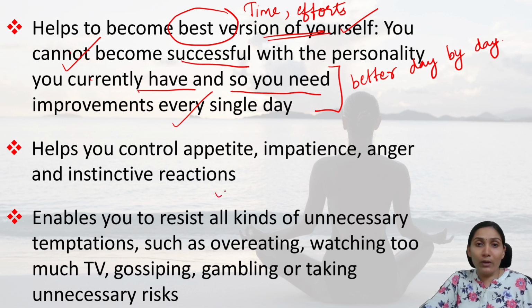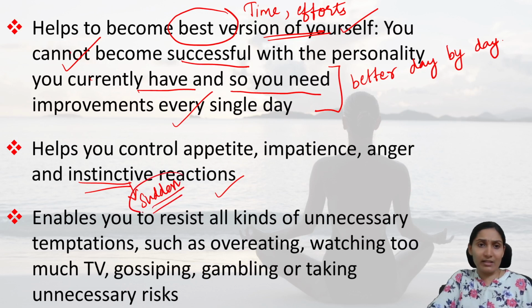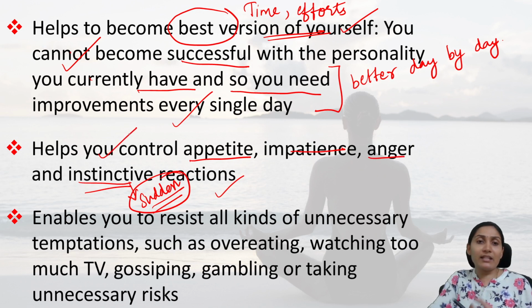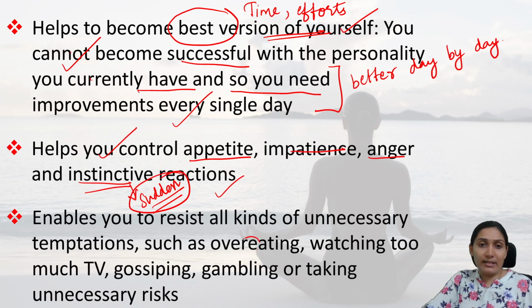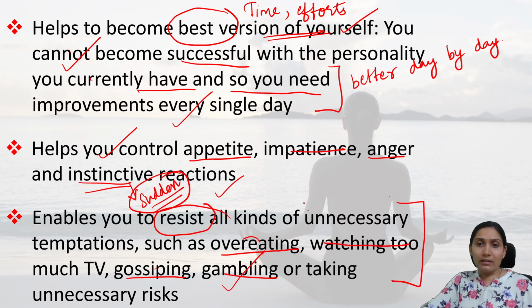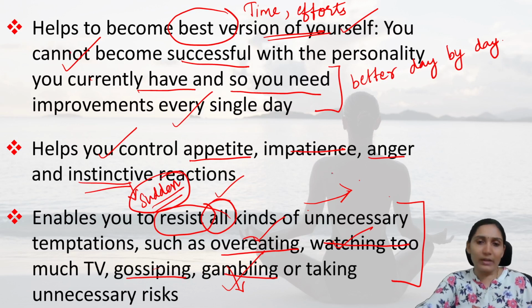And it helps you to control appetite, impatience, anger, and instinctive reactions. Instinctive reactions mean sudden reactions, for example heat-of-the-moment reactions. It enables you to resist all kinds of unnecessary temptations, such as overeating, watching too much TV, gossiping, gambling, or taking unnecessary risks. These are all unhealthy behaviors, so it helps you to control or resist all of them.